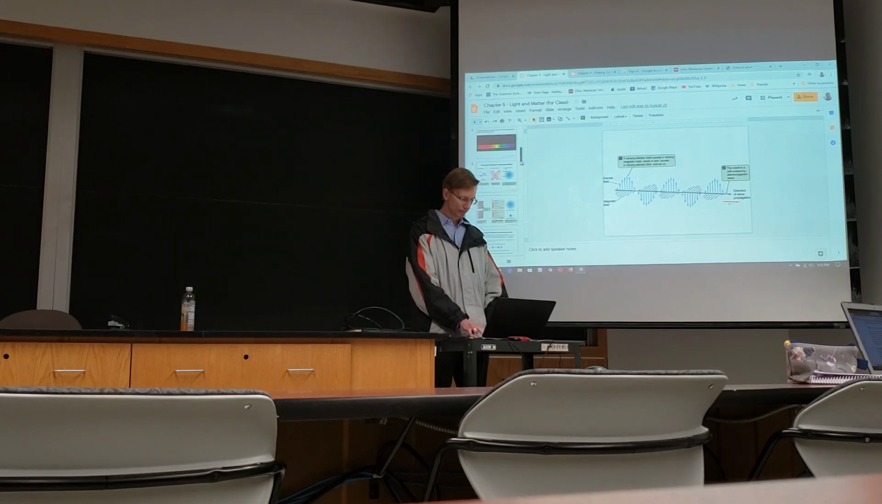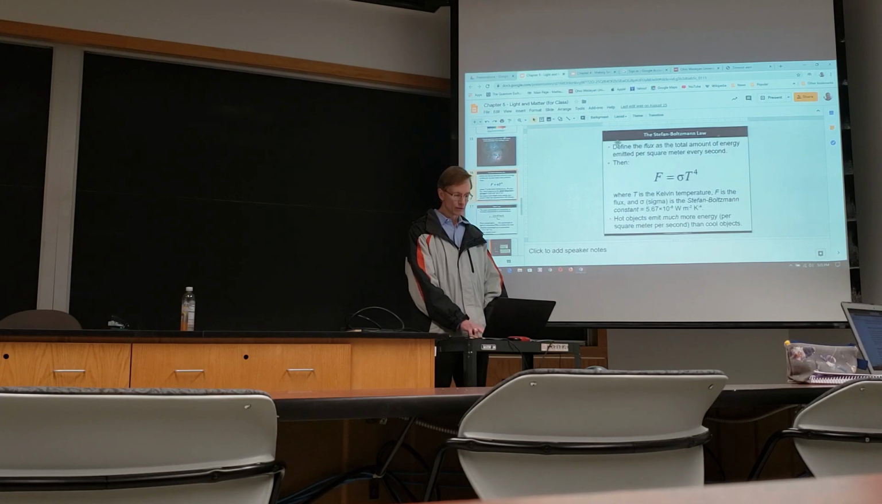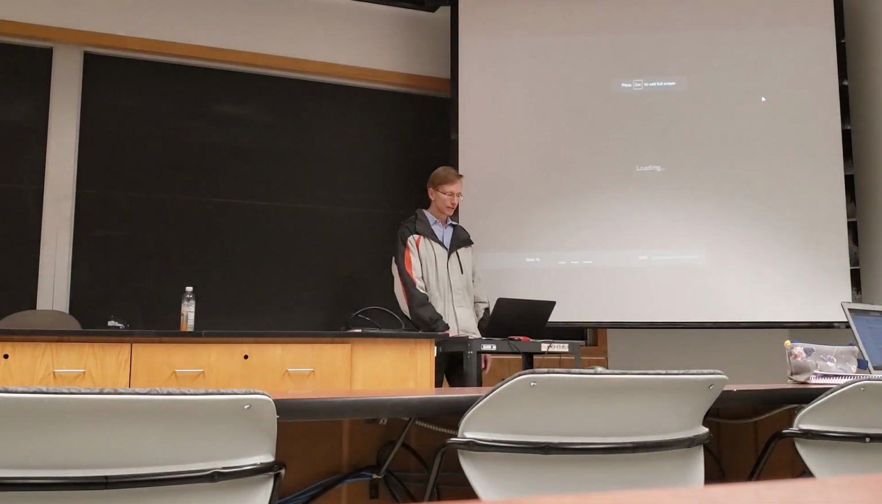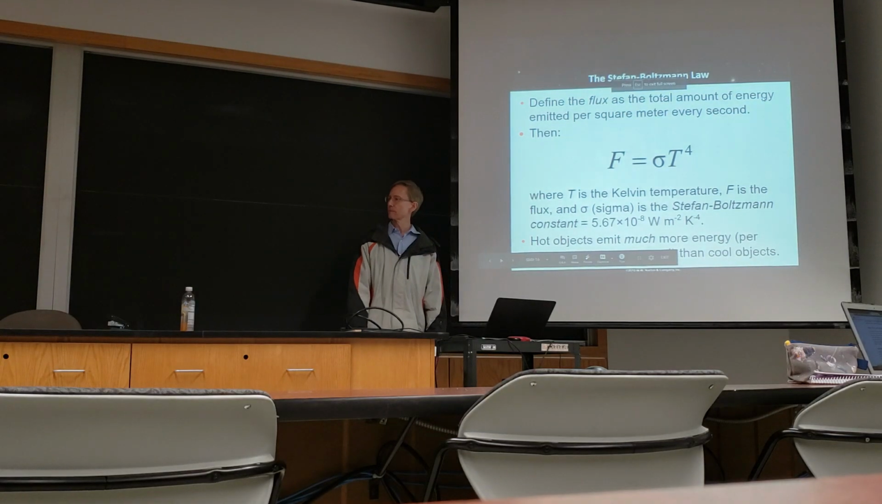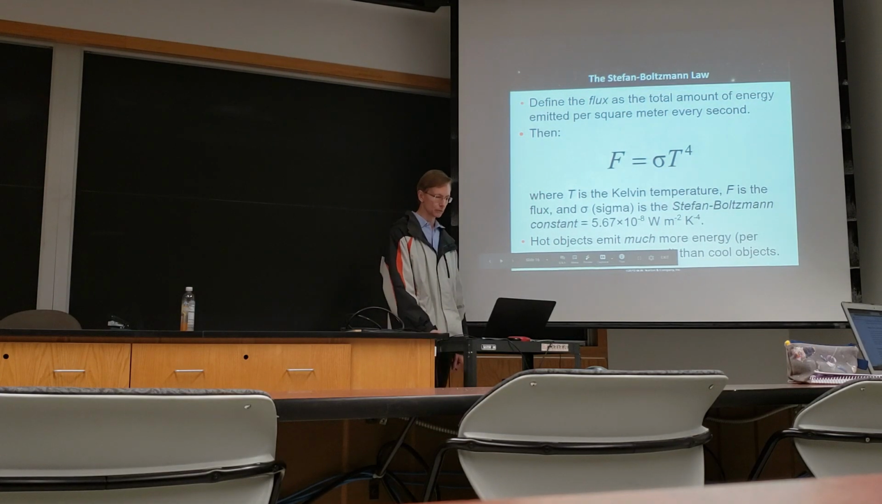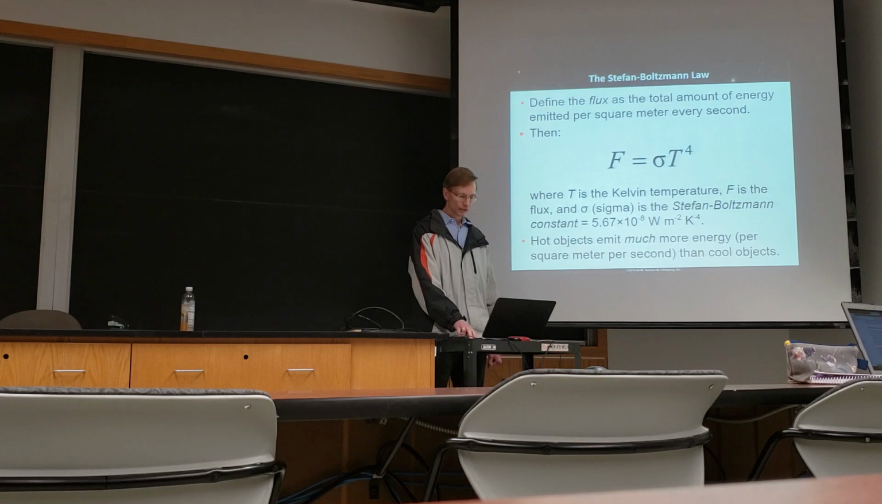has two important properties associated with it: Wien's law and the Stefan-Boltzmann law. The Stefan-Boltzmann law is the one that says that the flux is sigma times T to the 4th power, right? So if you were to double the temperature, the flux would increase by a factor of 2 to the 4th, or 16, all that business.